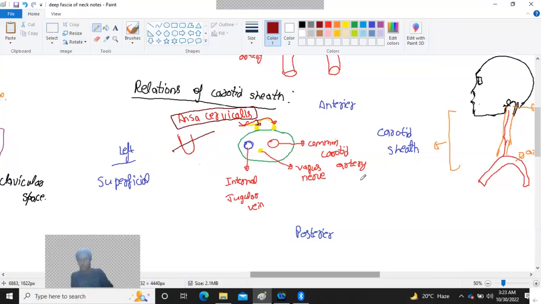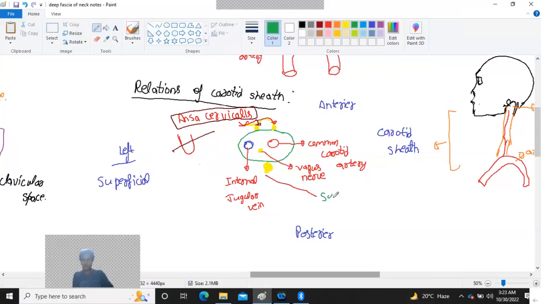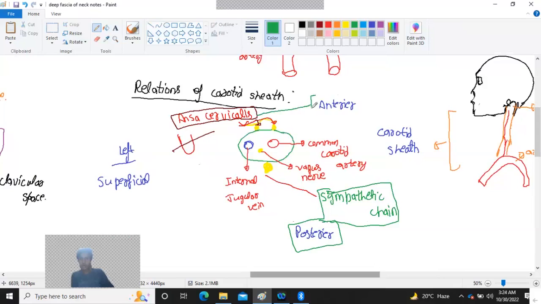And one important thing posterior to it is the sympathetic chain. This is the sympathetic chain. So this is the posterior relation of the carotid sheath, and this is the anterior relation. This is the anterior relation, and these are the posterior relations of the carotid sheath.